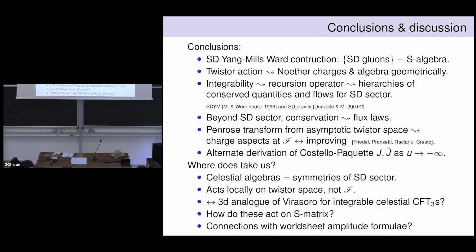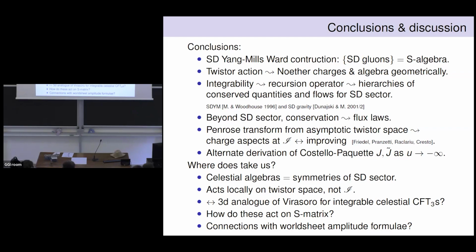Using the twistor action, we can construct Noether charges out of this symmetry algebra, and that comes in a very natural way because these things are just generating the standard gauge freedoms on twistor space, and the integrability of the self-dual sector gives rise to a recursion operator, all these hierarchies of conserved quantities and flows for the self-dual sector. And as I say, people have been working on these things since, well, before the 90s even, in the 80s.